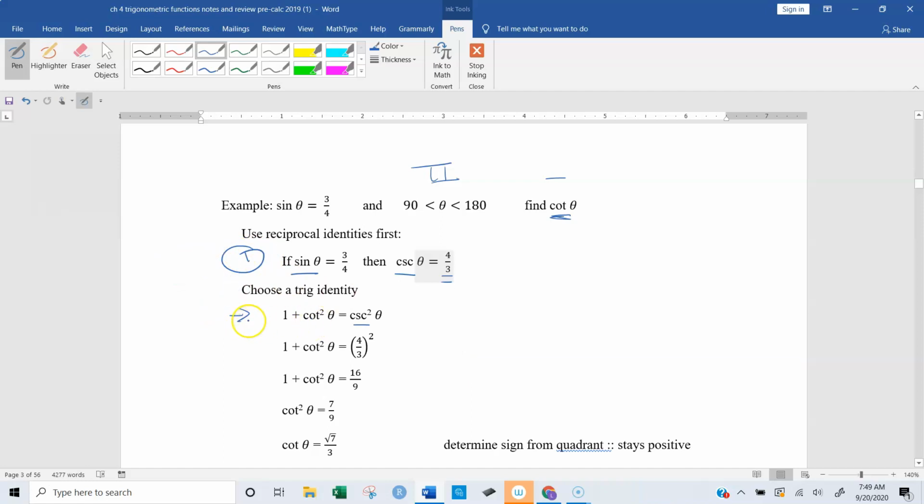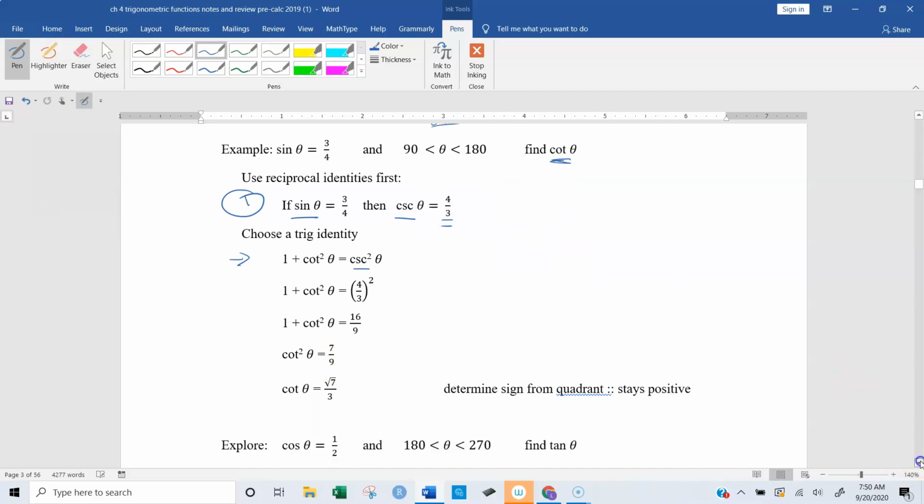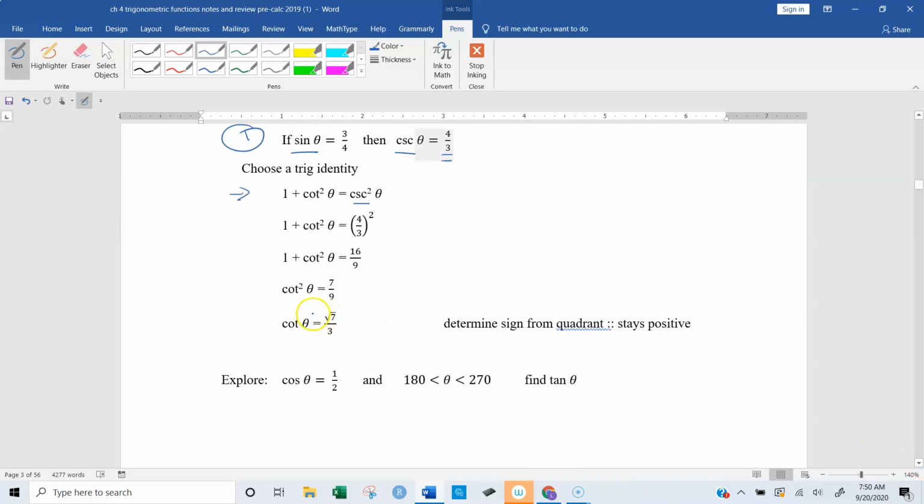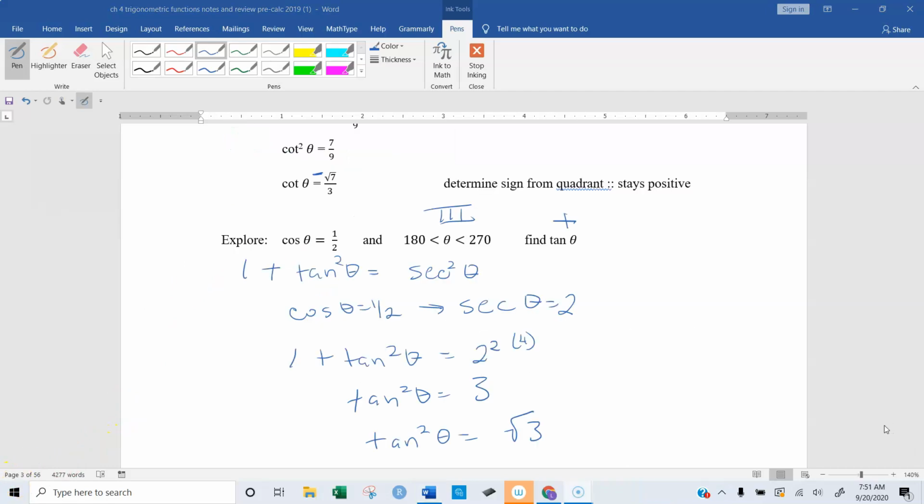Now I plug it into my identity, square it, subtract, right? So now you're subtracting 9/9, which gives you 7/9. Now we take the square root of both sides, 7/9. This time it says the cotangent is negative, so the value I have to use of that square root is negative. Okay, pause and do yours. All right, I hope you did a good job.